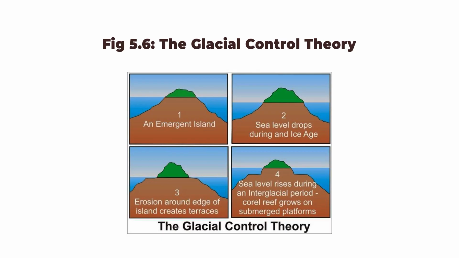This is a diagram showing the glacial control theory. You can see for each of the pictures, first is the emergent island, second is the sea level going down, third is because the sea level has gone down, the waves have created a wave-cut platform, and once more in the fourth, the sea level is rising after the glacial period, and reef is being created on the wave-cut platform. This is basically what Daly had talked about in the glacial control theory.